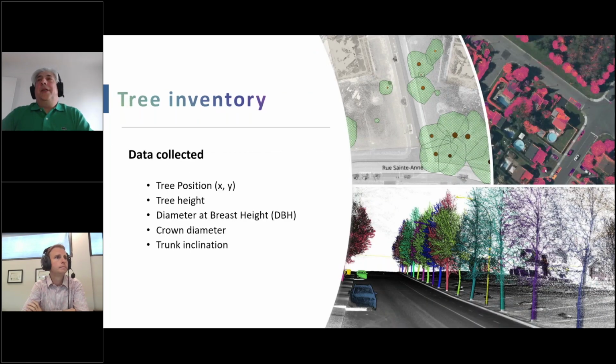Tree inventory. We're very, very good at extracting trees from point clouds and getting some basic metrics from those trees, such as the tree position, the tree height, the diameter at breast height, which is a common metric used in trees, the crown diameter, and the trunk inclination. And we're constantly working to improve the metrics we can create from the trees.